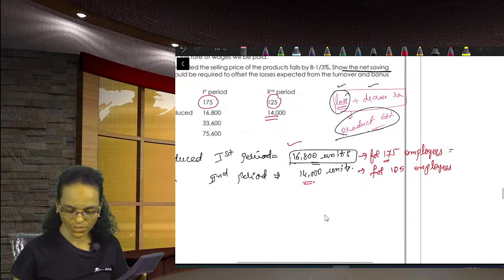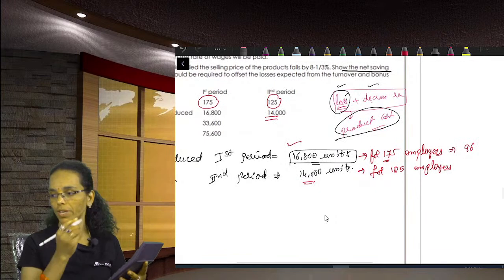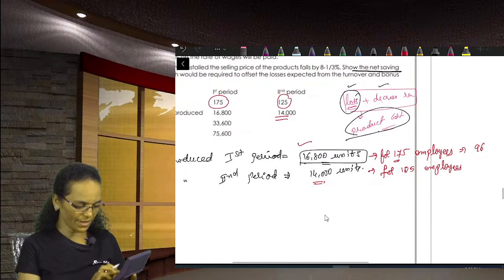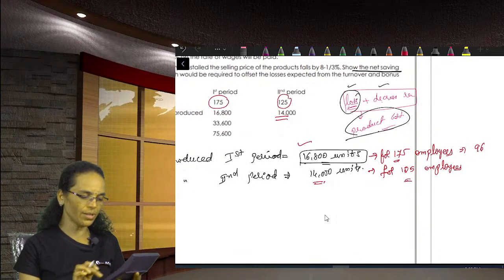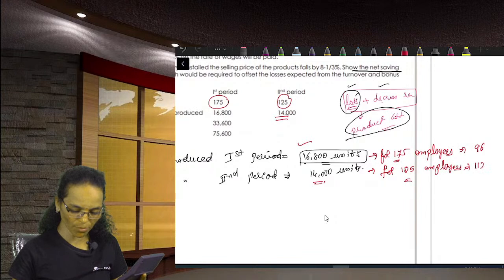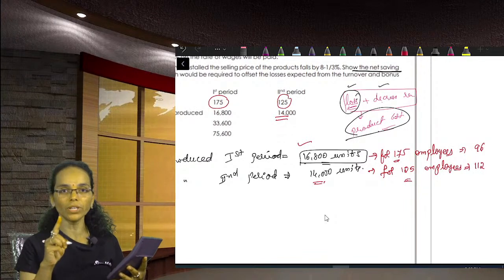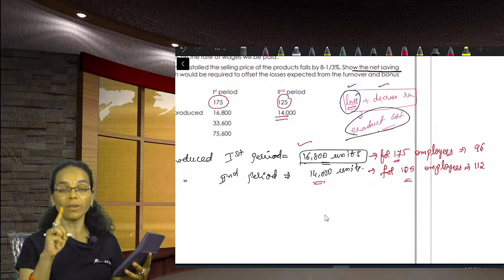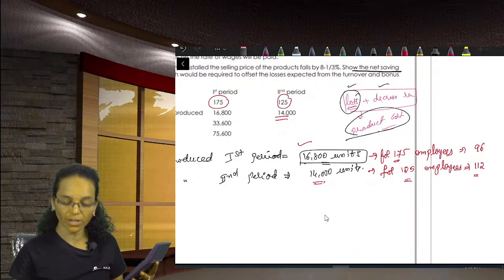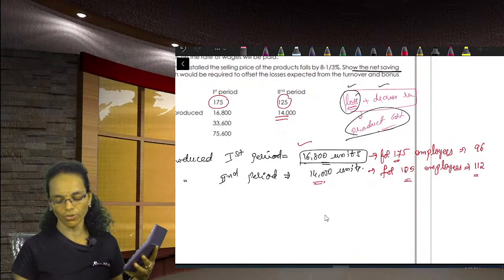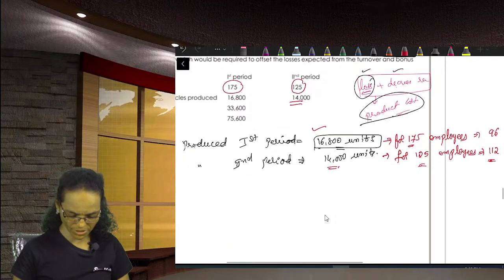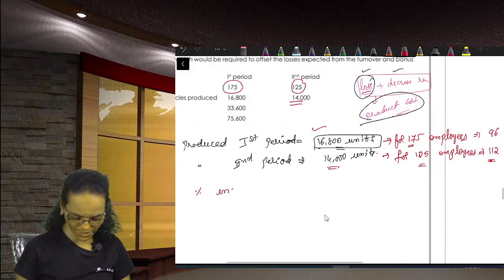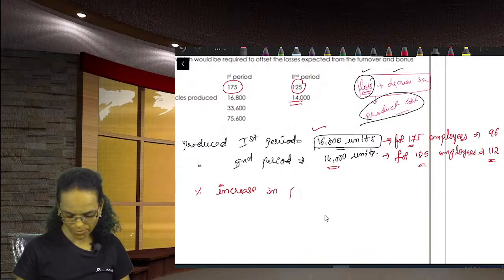That is 96 units got produced by each employee. In the second period, 14,000 units we are producing when the number of employees is 125. So now the employees are producing 112 units per employee. Getting it? So what is the percentage of increase in the production per worker?